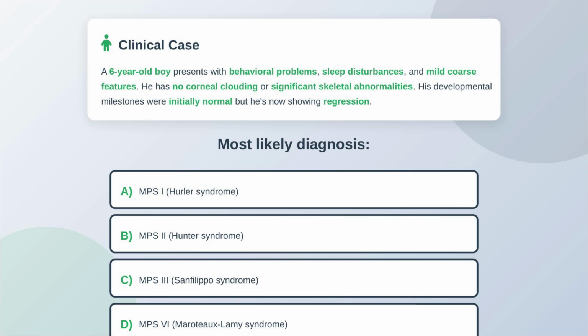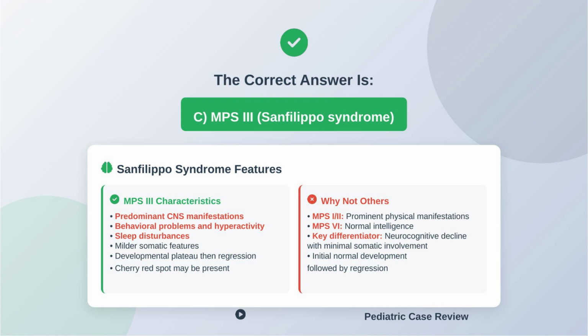A. MPS 1 or Hurler syndrome. B. MPS 2 or Hunter syndrome. C. MPS 3 or Sanfilippo syndrome. Or D. MPS 6 or Maroteaux-Lamy syndrome. The correct answer is C. MPS 3 or Sanfilippo syndrome.